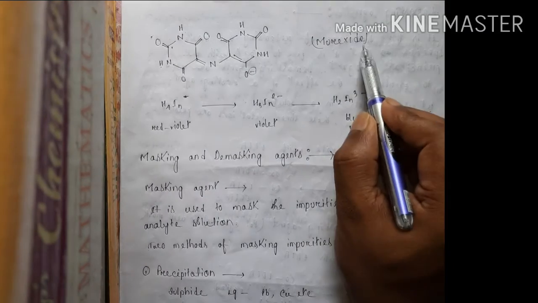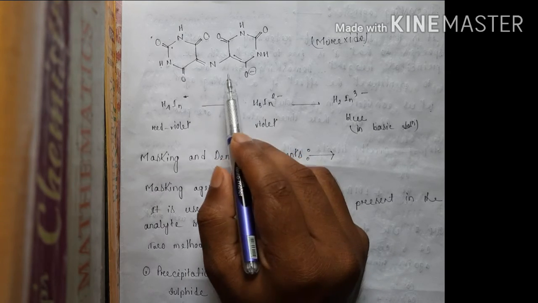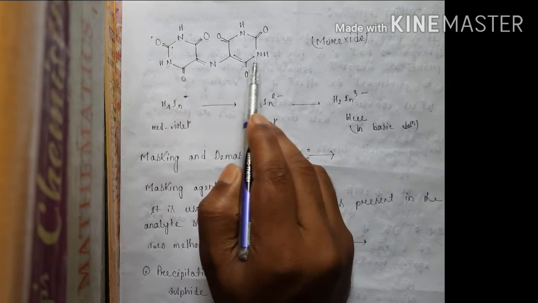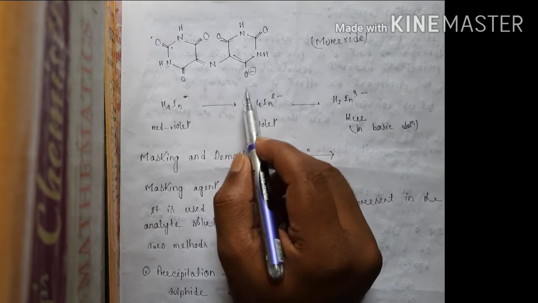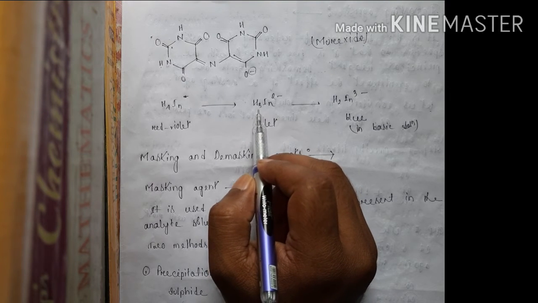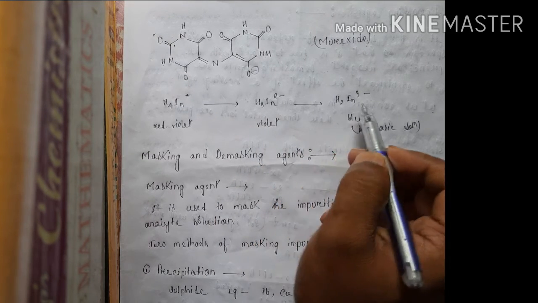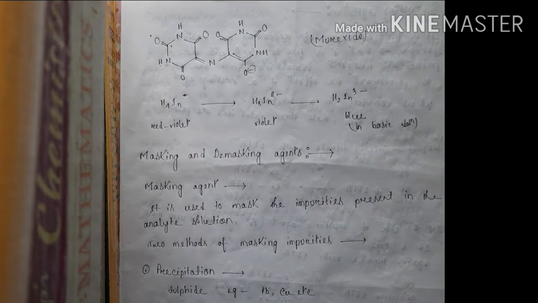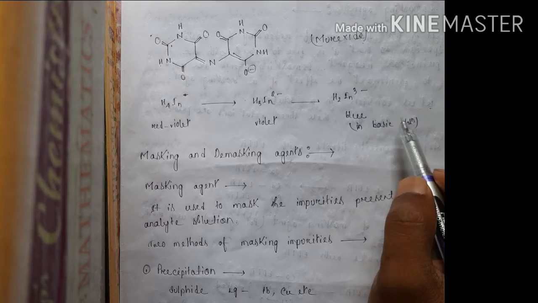And the third one is murexide. The structure of this murexide is like this. It is in the form of H4In negative. These four hydrogens are 1, 2, 3, 4. These are hydrogens, and the negative sign comes from this O negative. In the neutral solution, it loses one hydrogen and becomes H3In 2 negative, and in the basic solution, it is in the form of H2In 3 negative. The starting color of this indicator is red violet. In the neutral solution it becomes violet, and in the basic solution it is blue.